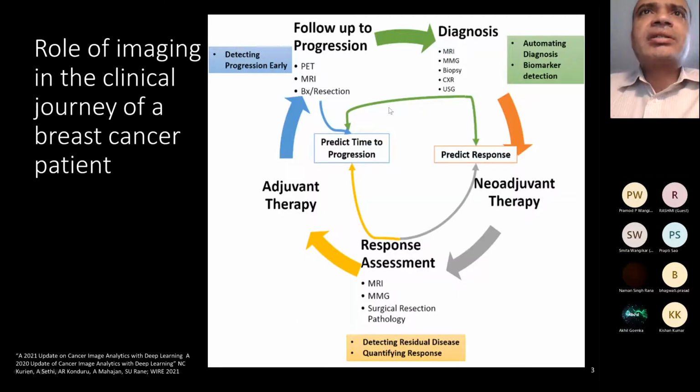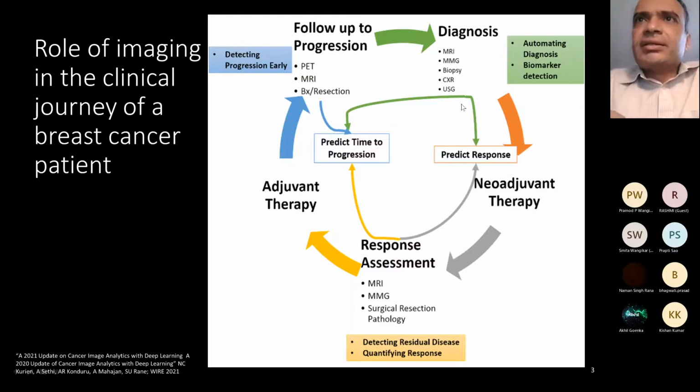So this is a typical cycle of cancer treatment, and at every stage, imaging is involved. If someone is suspected of having breast cancer, then there would be a diagnosis. During the diagnostic process itself, we will have mammogram involved, MRI involved, biopsies, chest X-rays, etc. So these are all images.